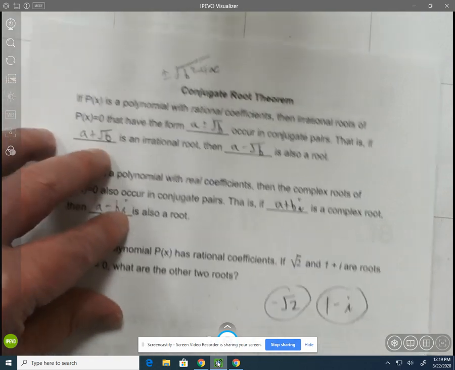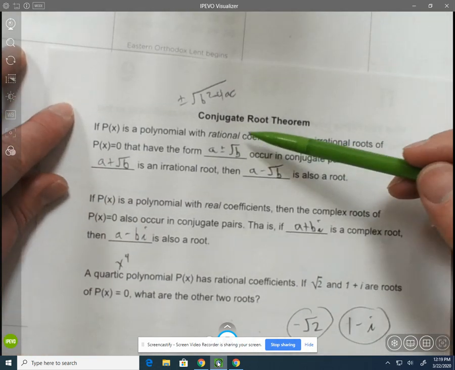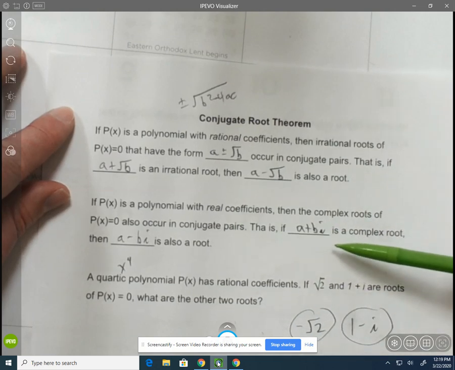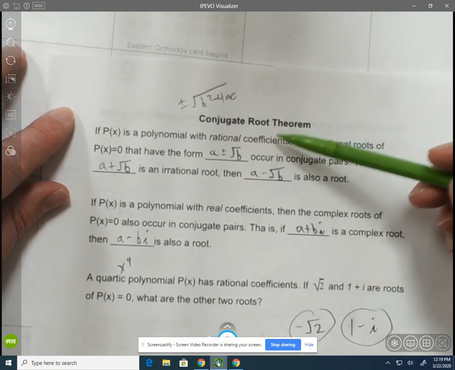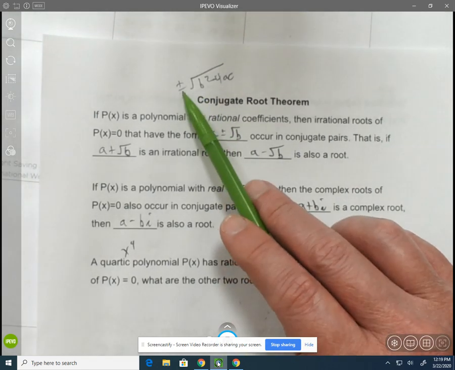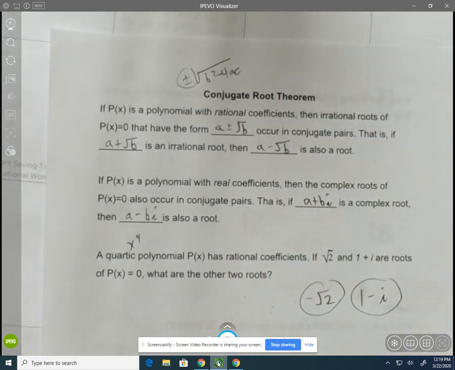And then finally, the conjugate root theorem that says, hey, these roots always come in pairs: a plus the square root of b means its partner is also there, a minus the square root of b, and a plus bi means a minus bi is also a root. And again, that all comes from this plus or minus sign when you do the quadratic formula.